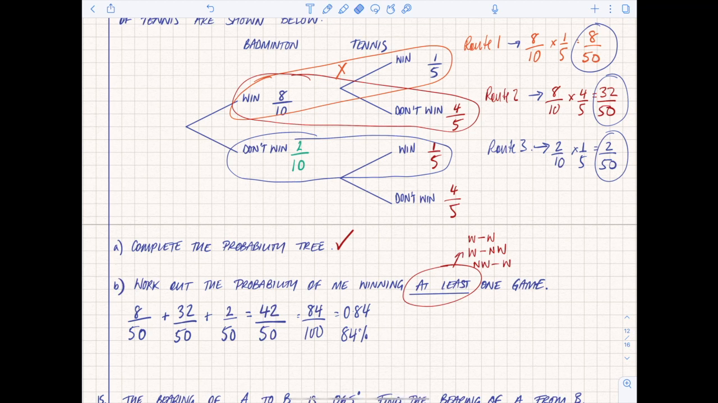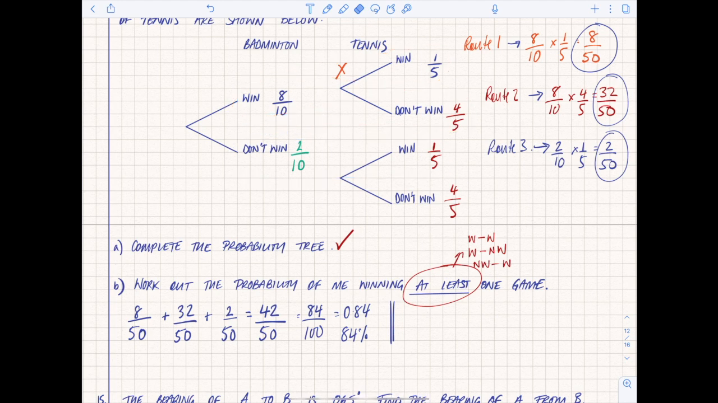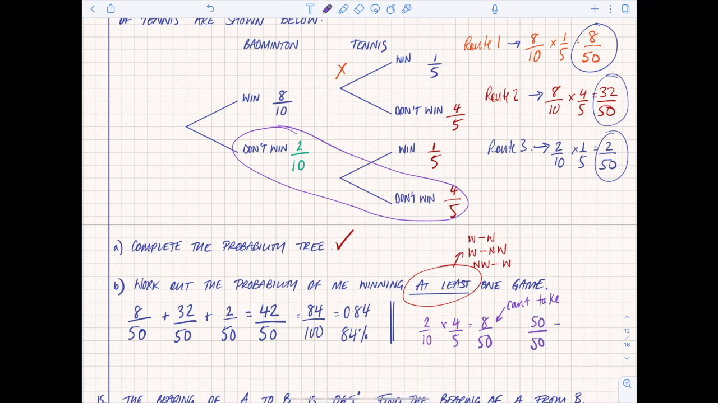The other way you could answer this question is to think about what route I can't take. If we did it the opposite way around and I started thinking about routes I can't take, this is the only route I can't take. So you could say 2 over 10 times 4 over 5, which is 8 over 50. That's the route I can't take. So instead of adding, you would say 50 over 50 as a whole, then take away 8 over 50, because that's the route you can't take, to get 42 over 50, which is my answer for winning at least one game as well.